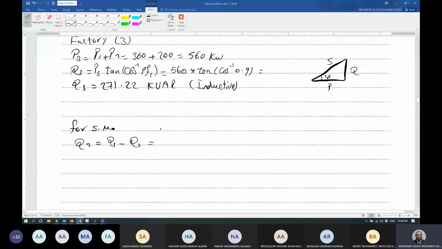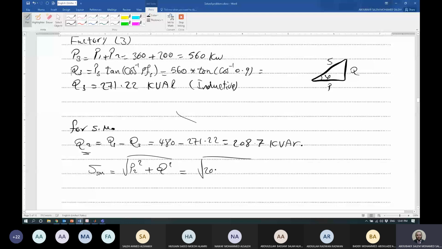Now we need to get the apparent power of our motor. So S of the synchronous motor equals square root of P2 squared plus Q2 squared. So you have the power of 200 kilowatts plus 208.7 squared. This is going to give you the amount of apparent power, which is here 289.12 kilo volt ampere. So this is now the amount of absorbed, or sorry, delivered kilovolt ampere.